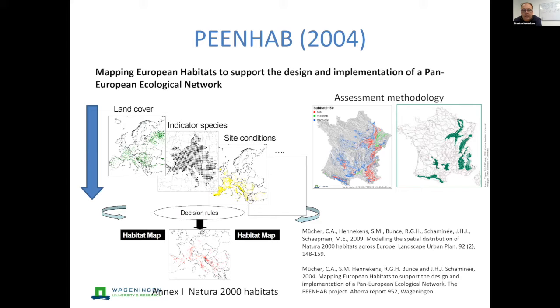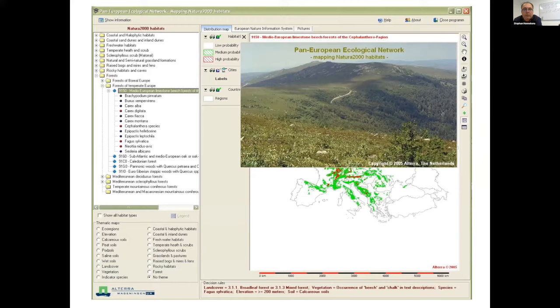And you can see on the right side in green data from the French National Habitat Mapping, that it's already getting quite close to the actual situation. And also within the PNHAP project, we made already a CD-ROM with an interactive display in which people could have a look at the different Natura 2000 habitat types in their distribution.